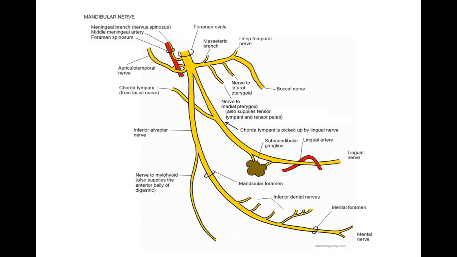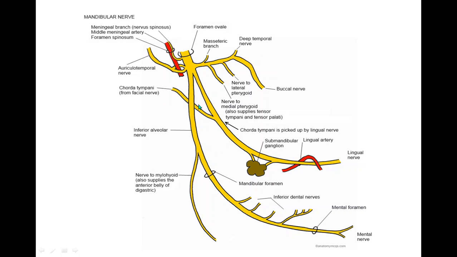So now the next branch is the mandibular nerve. It exits the cranial cavity by passing through the foramen ovale. So immediately after it exits through the foramen ovale, this mandibular nerve in the infratemporal fossa divides into two major divisions. One is the anterior division, the other is the posterior division. This is the anterior and this is the posterior division.